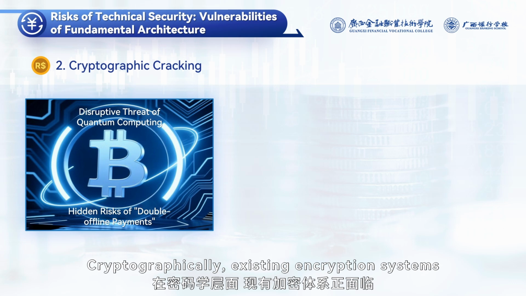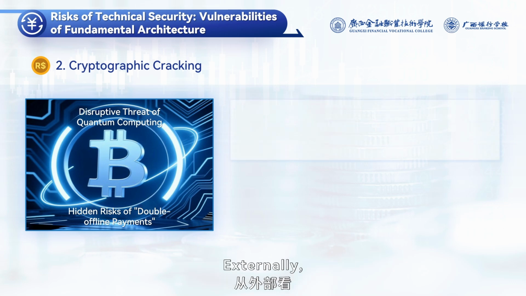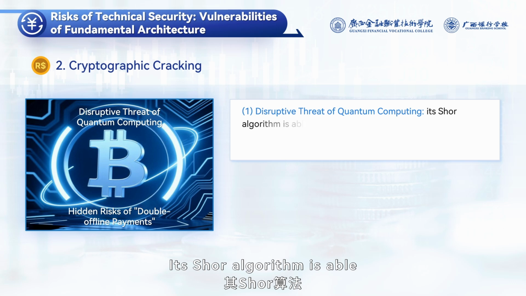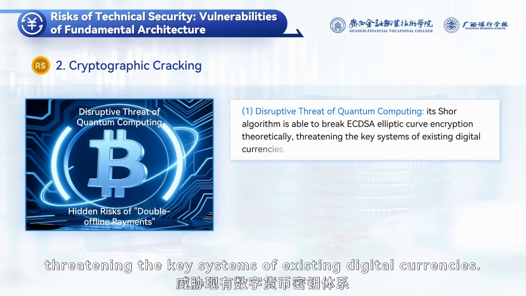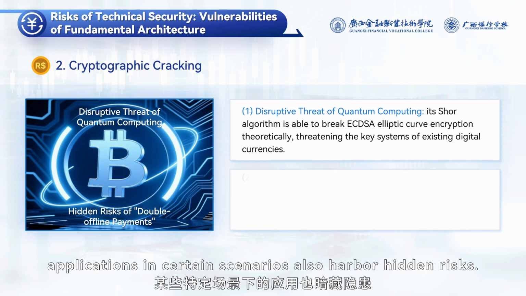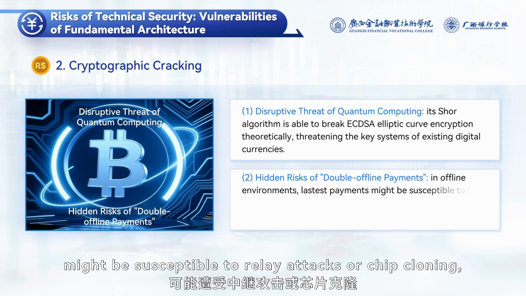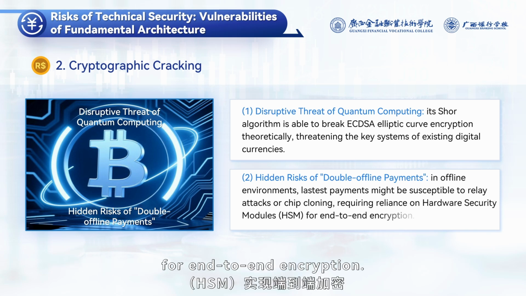2. Cryptographic cracking. Cryptographically, existing encryption systems face dual challenges, both internal and external. Externally, the rise of quantum computing poses a disruptive threat. Its Shor algorithm is able to break ECDSA elliptic curve encryption theoretically, threatening the key systems of existing digital currencies. Internally, applications in certain scenarios also harbor hidden risks. For example, double offline payments in offline environments might be susceptible to relay attacks or chip cloning, requiring reliance on hardware security modules, HSM, for end-to-end encryption.